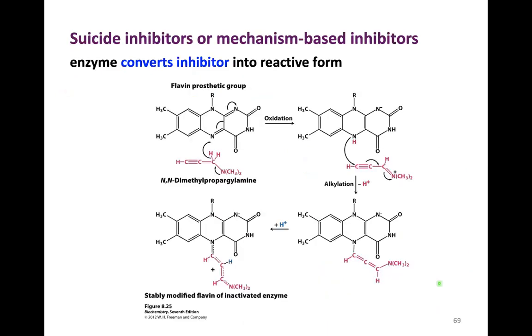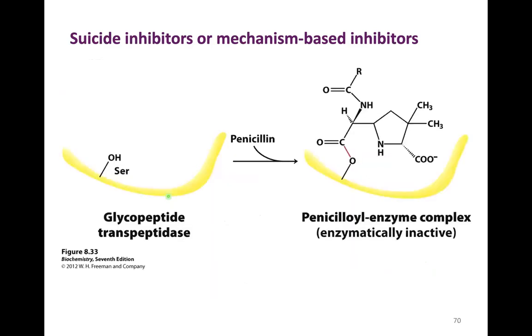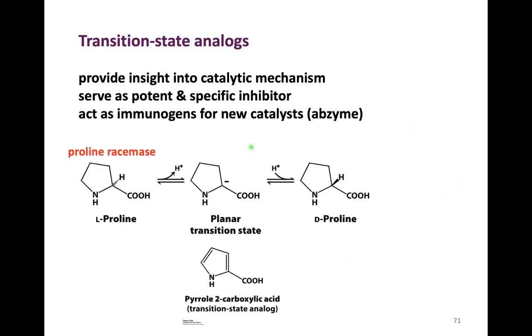And finally, the suicide inhibitors or mechanism-based inhibitors: only upon acting on this reagent is the reactive group revealed and kills the enzyme. Okay, so the enzyme is converting its inhibitor into the reactive form that kills it and inactivates it, as you can see in this specific example. This is the greatest specificity because the enzyme is actually acting on it in its active site. And penicillin is a very common suicide inhibitor, as you can see here.